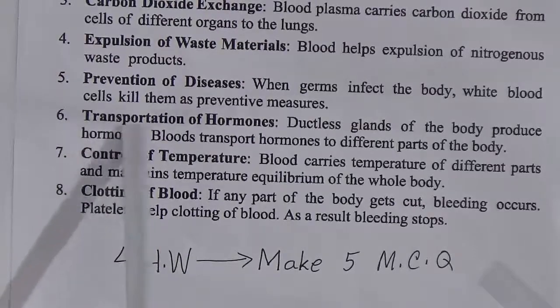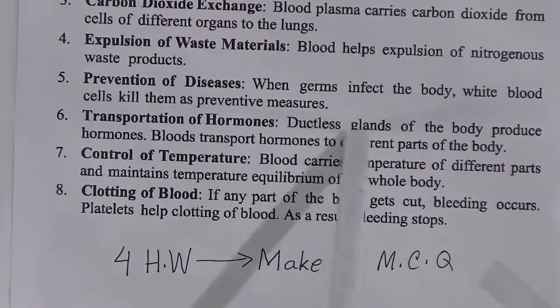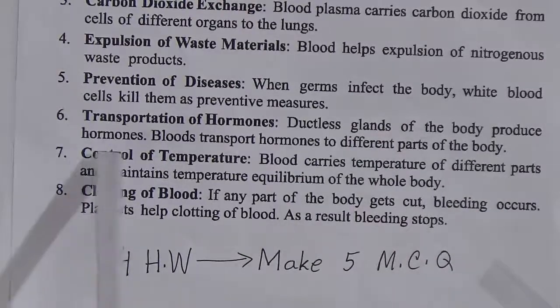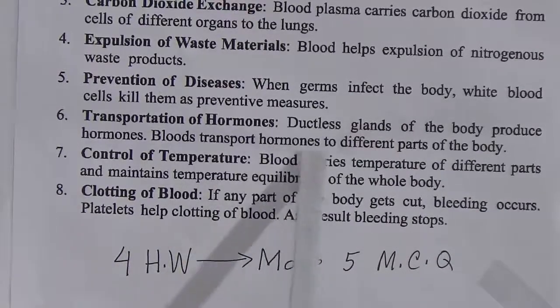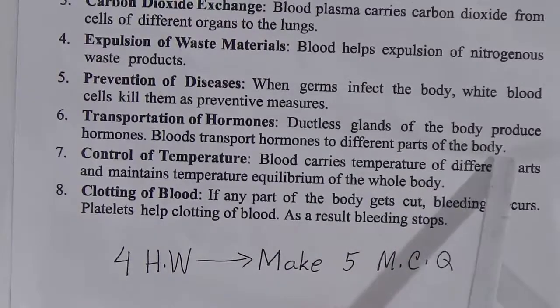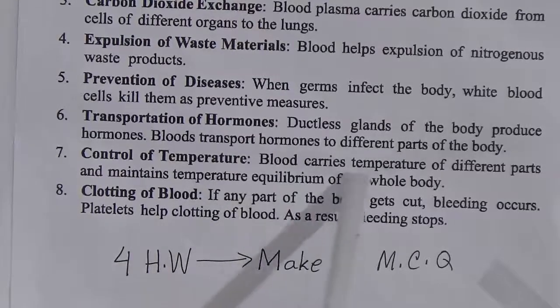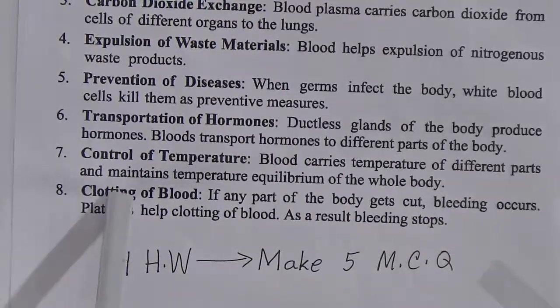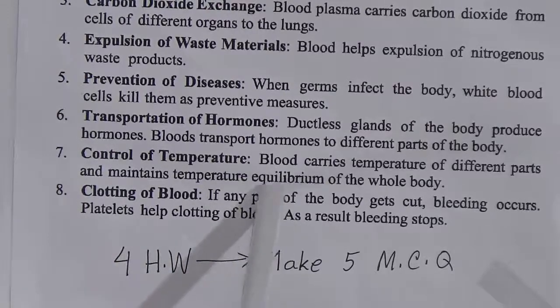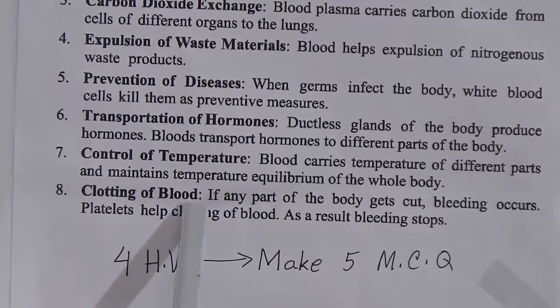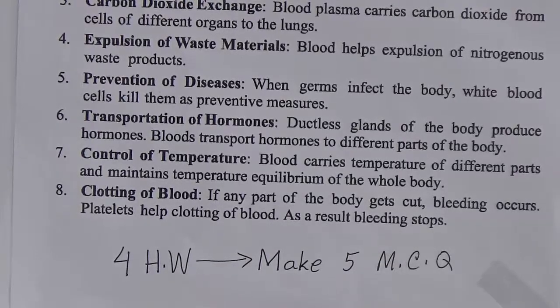Number six point is transportation of hormones. Ductless glands of the body produce hormones. Blood transports hormones to different parts of the body. Number seven point is control of temperature. Blood carries temperature of different parts and maintains temperature equilibrium of the whole body. Number eight is clotting of blood. If any part of the body gets cut, bleeding occurs. Platelets help clotting of blood. As a result, bleeding stops.